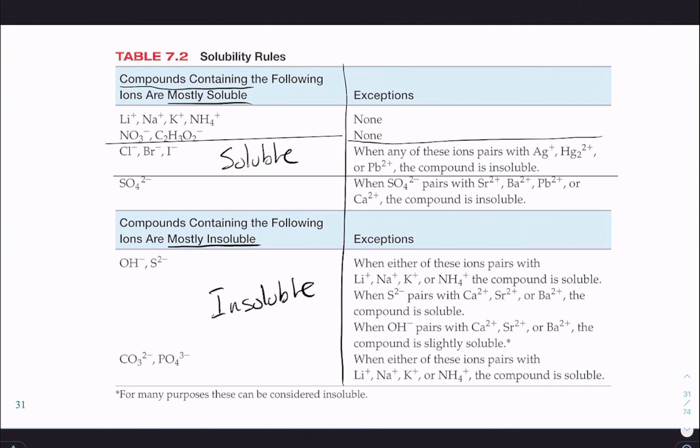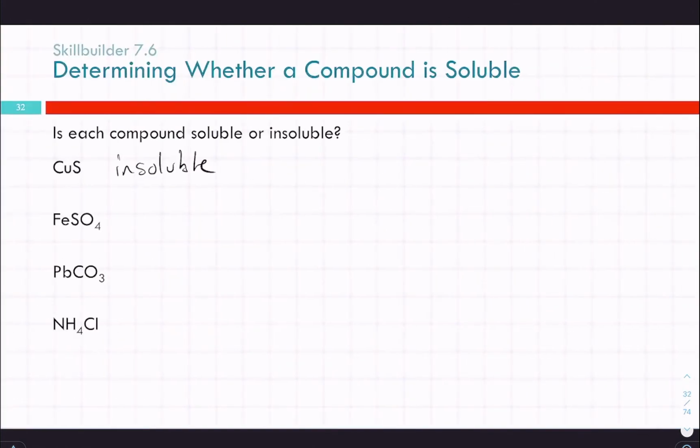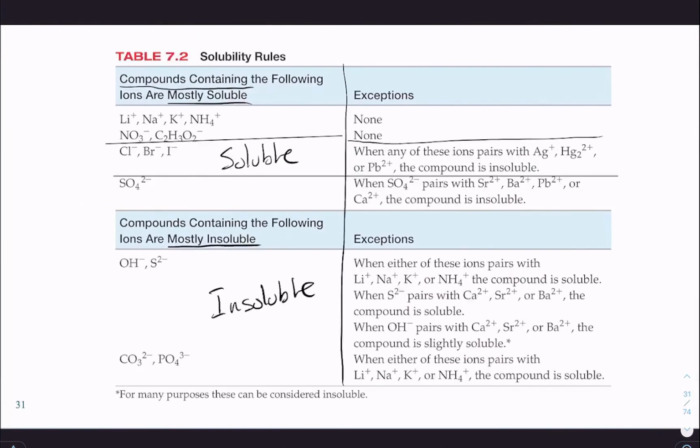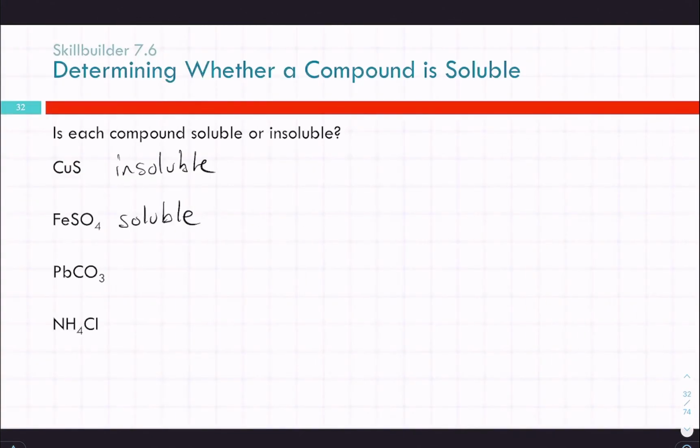And then we have iron sulfate. The only time that sulfate compounds are not soluble is when they're paired with strontium, barium, lead, or calcium. So iron sulfate is soluble or insoluble? Soluble. Good. You have lead carbonate. So carbonate is here. So it should be insoluble unless we find lead on the right side, but it's not in the exceptions. So it's insoluble.